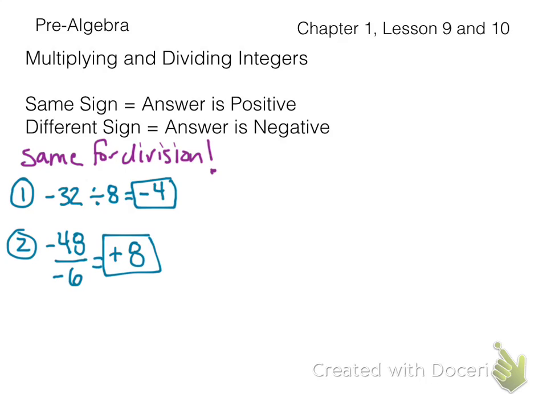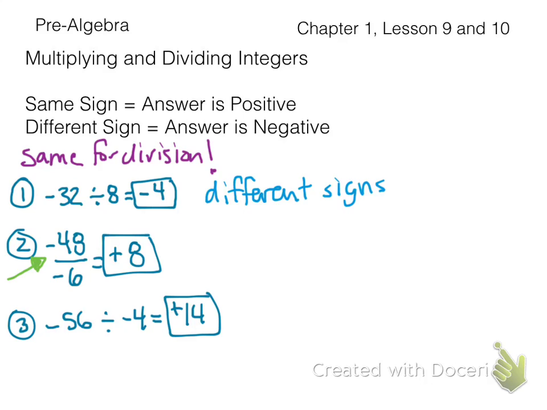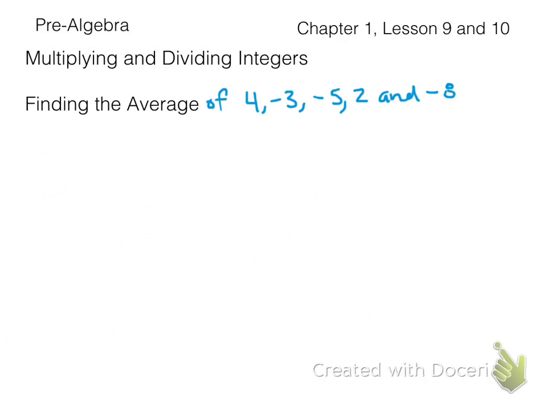Here we have a negative divided by a negative, and we know it's a division because that's the fraction bar. The fraction bar means division. Negative 48 divided by negative 6 is positive 8. We also have negative 56 divided by negative 4. The signs are the same, therefore the answer is positive. So different sign, same sign, same sign. Same sign gives you positive answers, different signs give you negative answers. Alright, halfway there.